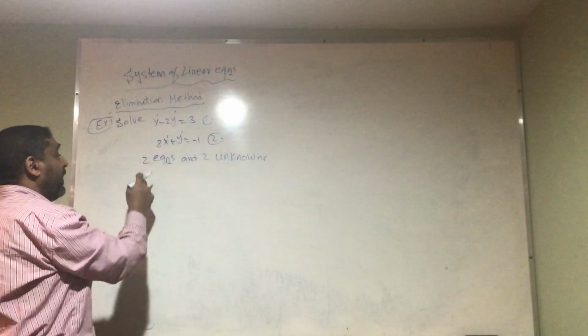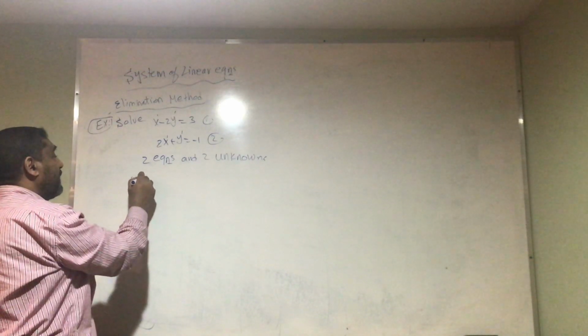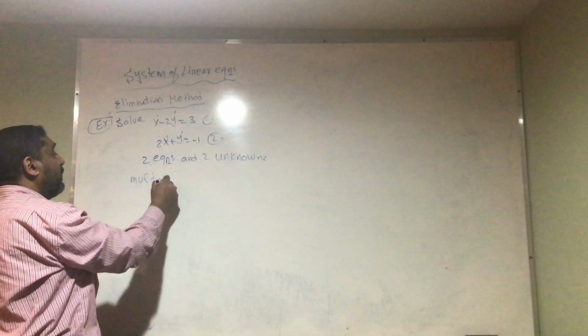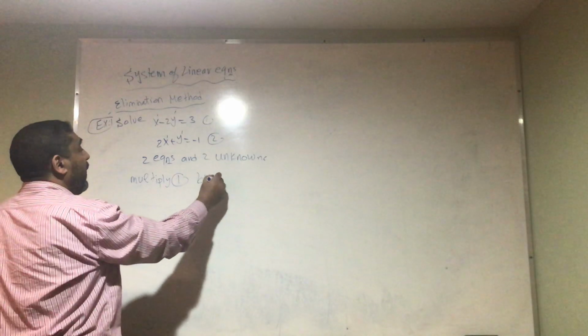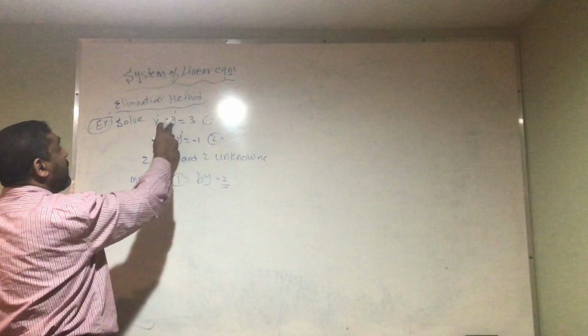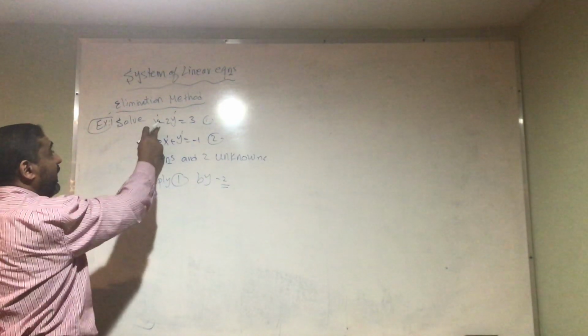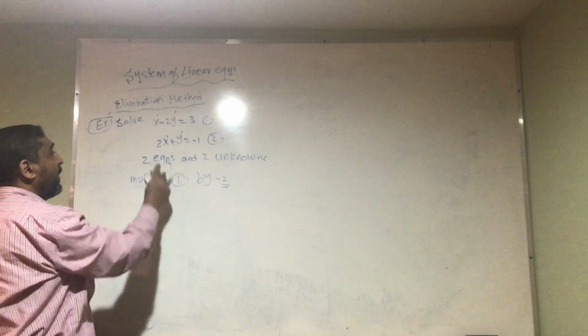How to get rid of x? I have to multiply equation 1 by minus 2. Just multiply each term by minus 2. So what did you get? X multiplied by minus 2, you get minus 2x.